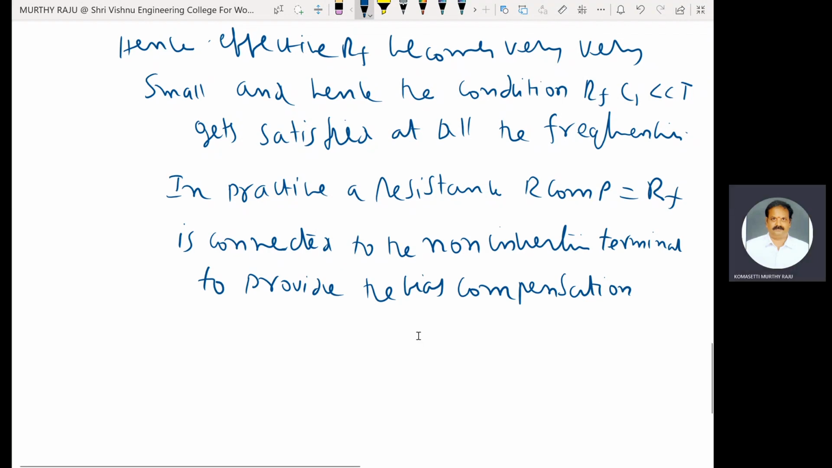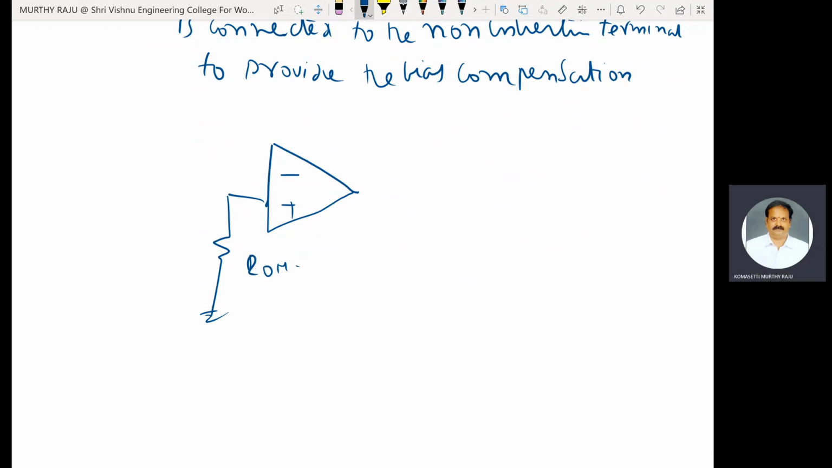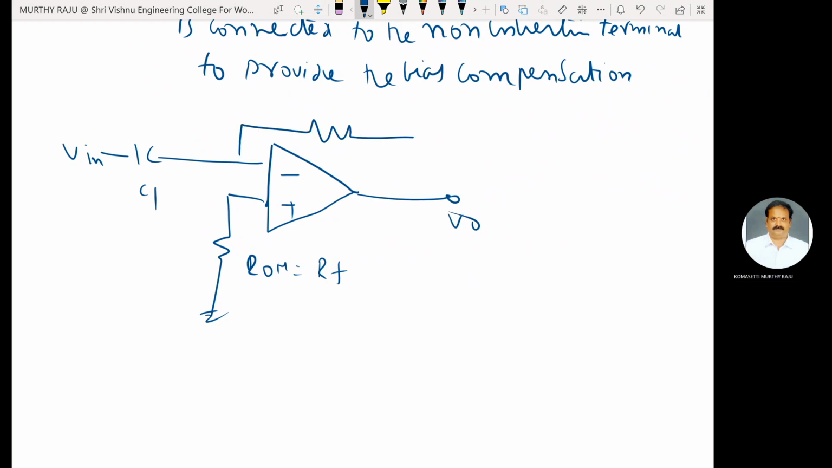Here the modified circuit is the basic differentiator circuit, or ideal differentiator circuit, with the op-amp minus and plus terminals and a compensation resistor, that is RF. Here this one is C1, this one is V in, this one is V0, and this one is R.